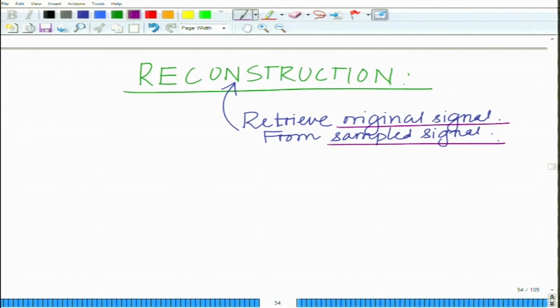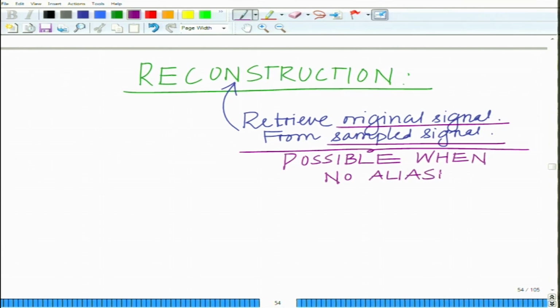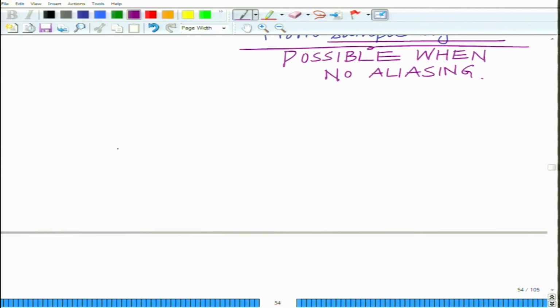Obviously, this is only possible when there is no distortion, correct? Okay. So, this reconstruction of the original signal from the sampled signal, the exact reconstruction, we are talking about perfect reconstruction. So, the reconstructed signal is equal to the original signal. This is only possible when there is no aliasing, all right. And when there is no aliasing, how we can do it is fairly simple.